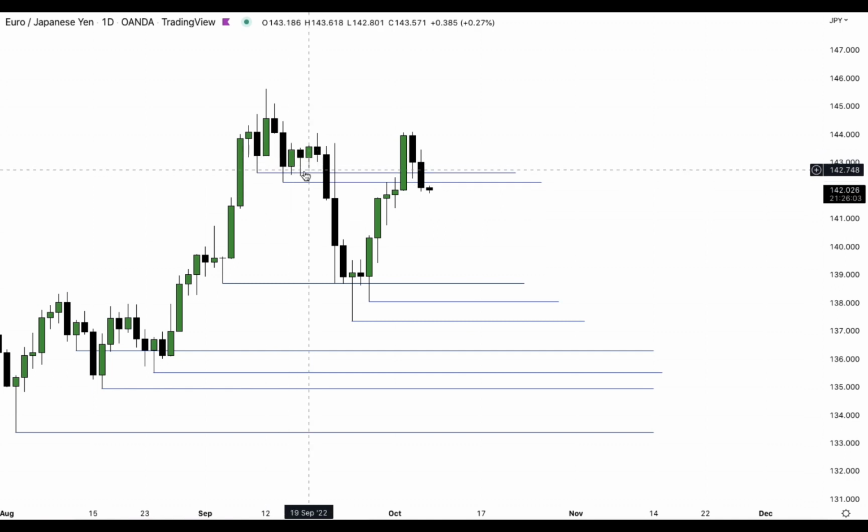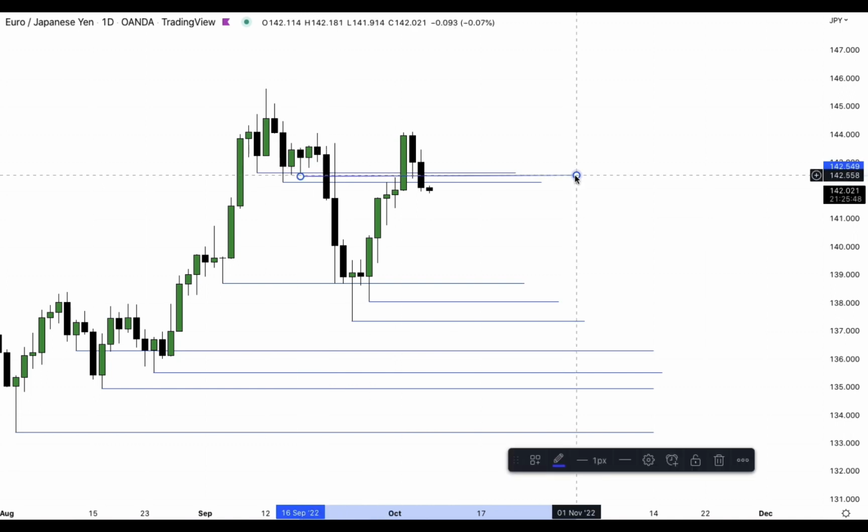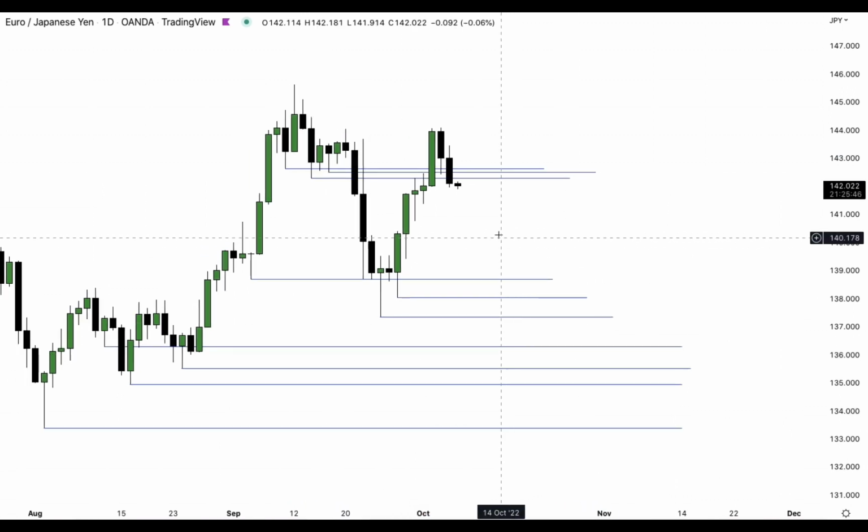1, 2, 3. This low is 142.510. This low is 142.566. And this low is 142.801. So this is the lowest low out of the 3 of those candles, which makes this a swing low. So this is all our swing lows.